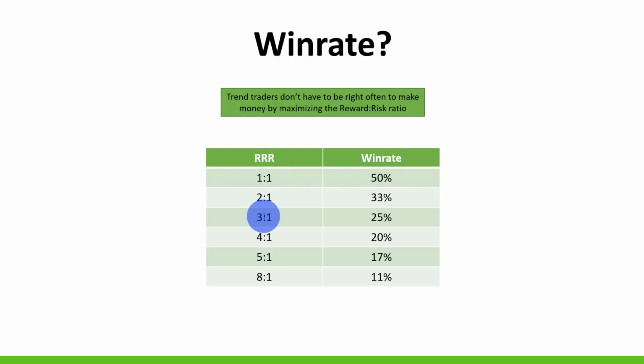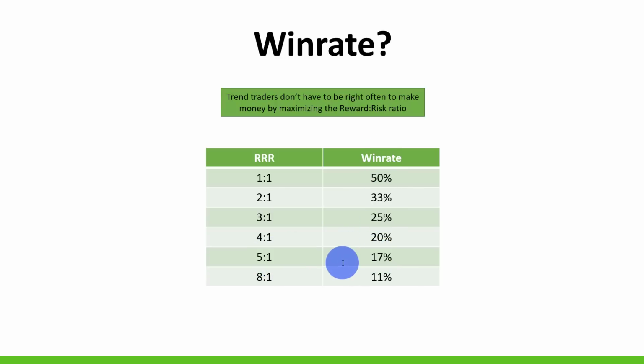Whereas with a 3:1 reward to risk ratio, so your winners are 3 times the size of your losses, you only need to be right 1 out of every 4 trades and still break even. So if you have a 50% win rate and a 3:1 ratio, you are going to make money just based on how the math plays out. If we go up to a 5:1 reward to risk ratio, so the winners are 5 times the size of your losses, you only need a 17% win rate to break even.